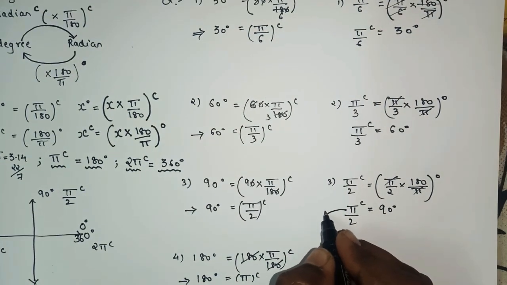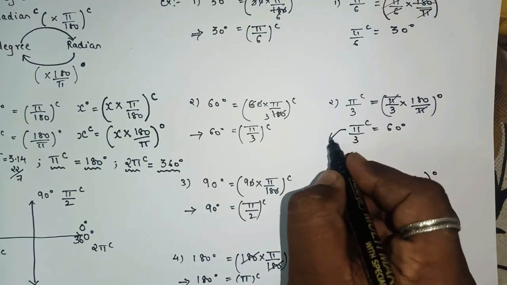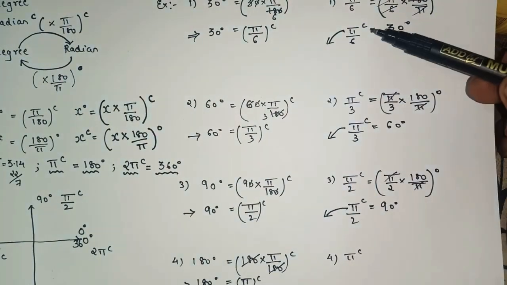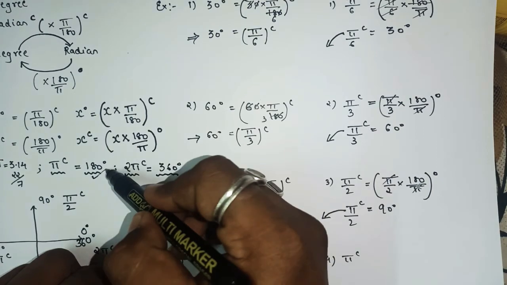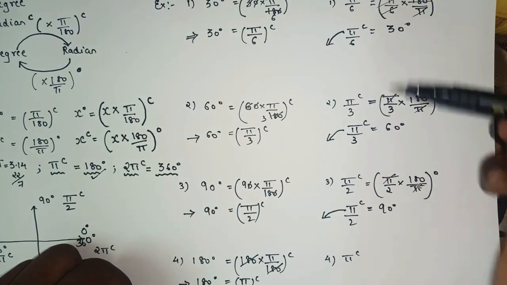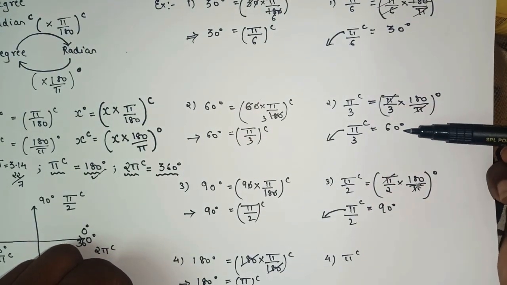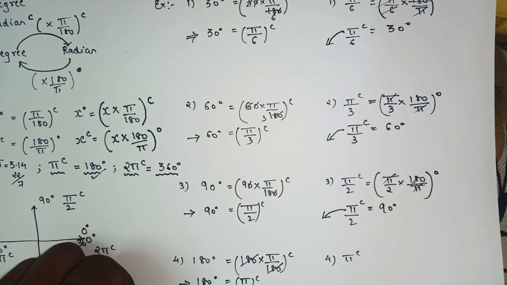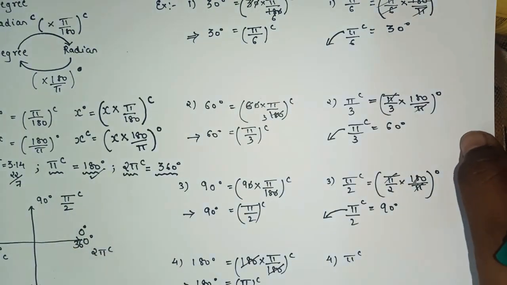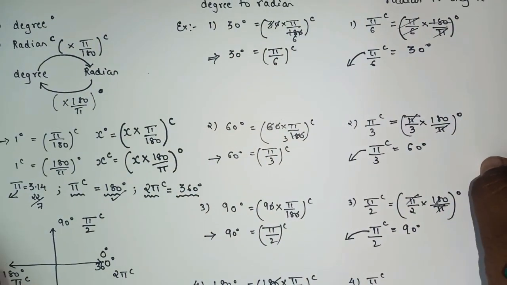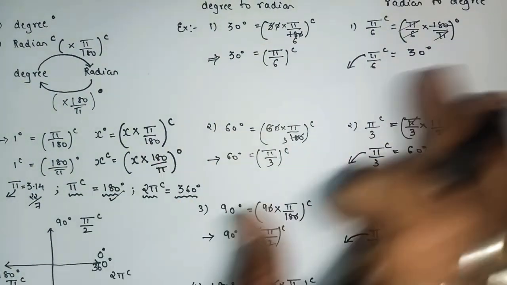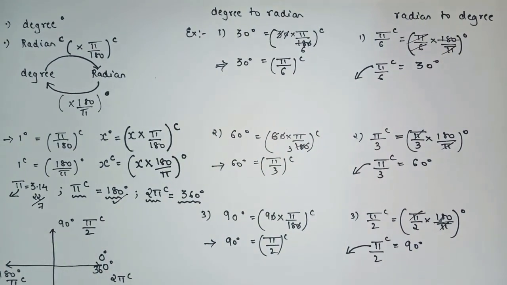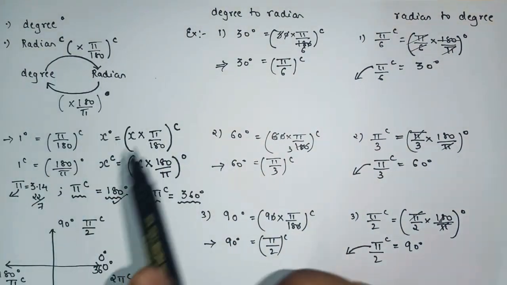Simply you replace this pi c by 180, you will get this answer. Got the point? Pi c is what? 180. So 180 upon 6 is 30 degree. 180 upon 3 is 60 degree. 180 upon 2 is what? 90 degree. Got the point? Understood? So in this way you will convert the answer of degree into radian and radian into degree. I hope you all understood the method, the concept, how to convert degree into radian and radian into degree.